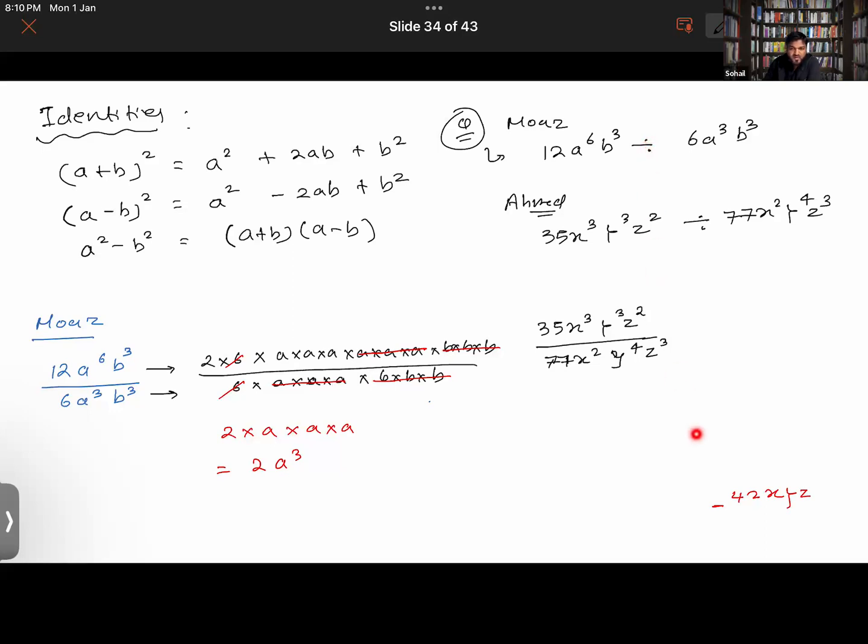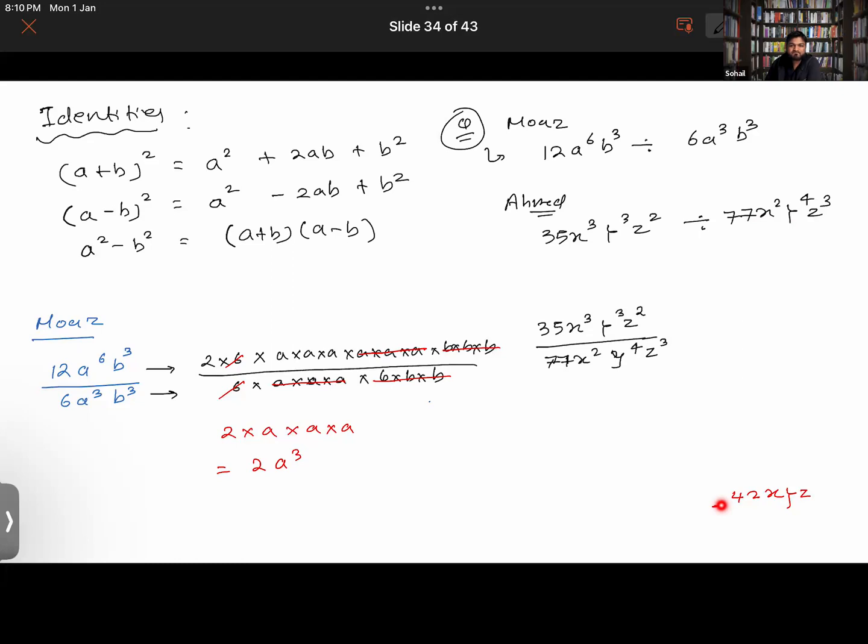Second thing here is, why will there be a minus sign over here? The two terms are positive here. See, this one, the two terms are positive. 35x cube y cube z square, and that is 77x square y raised to the exponent 4 and z cube. These are in division. So why would the minus sign come here? Ahmed, where did you bring this minus sign from?